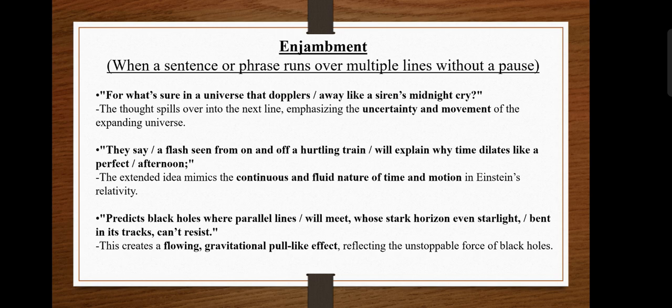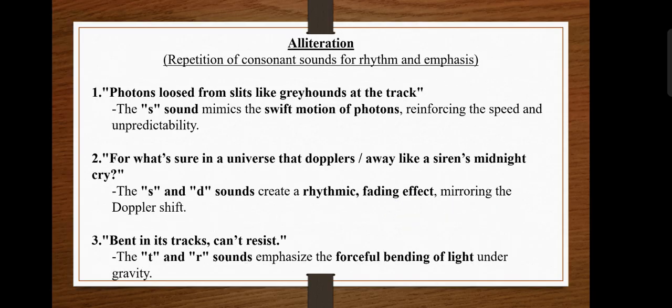So this creates a flowing, gravitational pull-like effect. For example, if an apple is falling from a tree, it won't wait for anyone, right? If it is falling, it will go in a flow and touch the ground. So here the lines are also reflecting the unstoppable force of the black holes. Like there is a flow and the gravitational pull is over there.